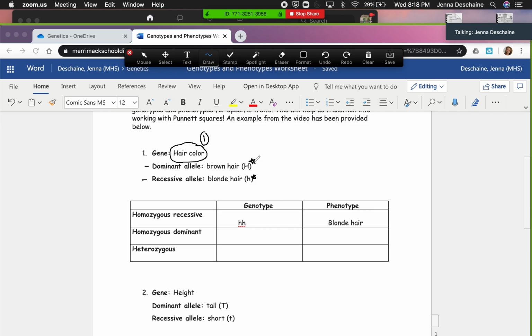Okay, so this information is important for you guys to fill out this chart. Okay, so I did the first one for you, and then I'm going to do the next 2 together with you. Okay, so in these columns right here, we have genotype and phenotype. Okay, so the genotype, I'm asking you for the combination of alleles.